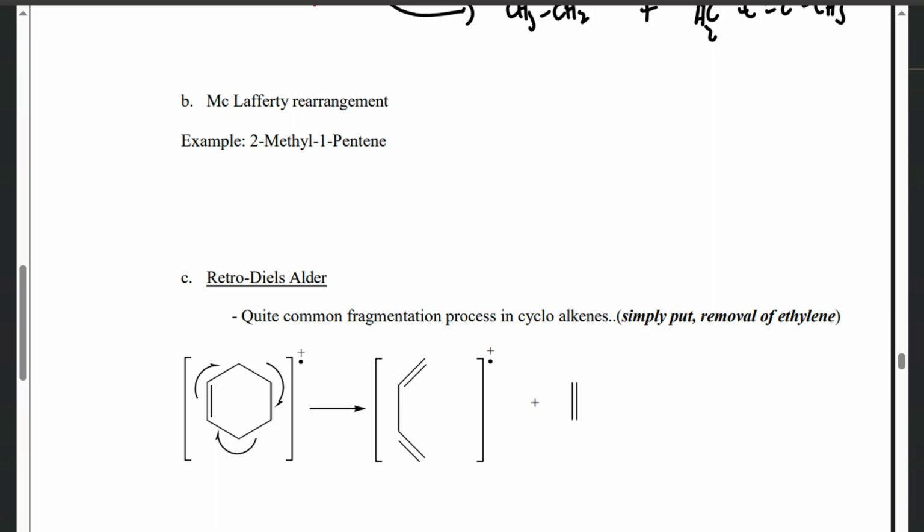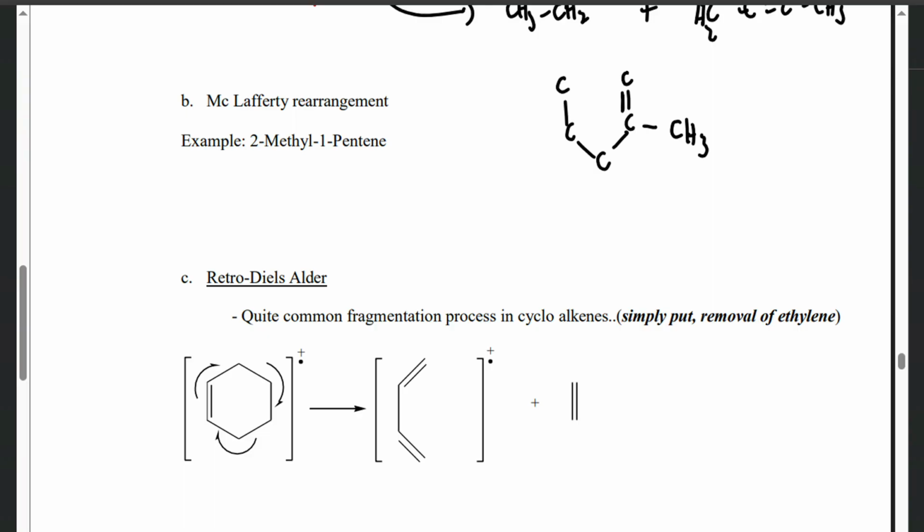So pentene, let's draw the structure this way. So let's say we have C2, 3, 4, 5, right? So this is 2-methyl. So let's say our CH3 is here, right? So 1-pentene, so this is the double bond here.